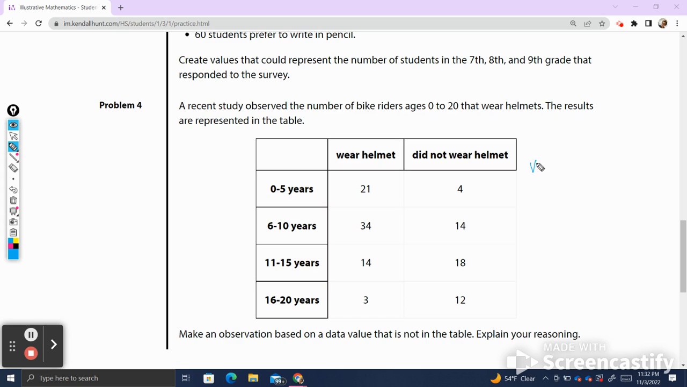I could say more 0 to 10-year-olds wear helmets than 11 to 20-year-olds, which makes sense because as people get older, they might wear helmets a little bit less. And that is an observation that I could make. But notice, sometimes we make observations and make mistakes. It's always important to check our work and make sure that we're looking over those mistakes.